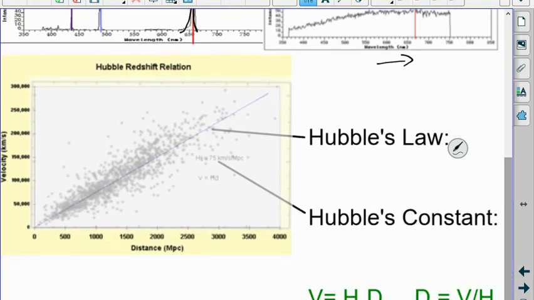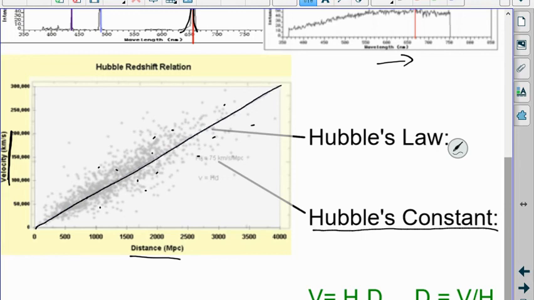We use that to talk about Hubble's law. And again, Hubble's law is that as the distance to galaxies increases, their velocity away from us also increases. But we noticed that there was a whole lot of variability around this line. But we were able to draw a generalized trend line. And that generalized trend line is called Hubble's constant. The accepted value for Hubble's constant at the time is 73 kilometers per second per megaparsec.